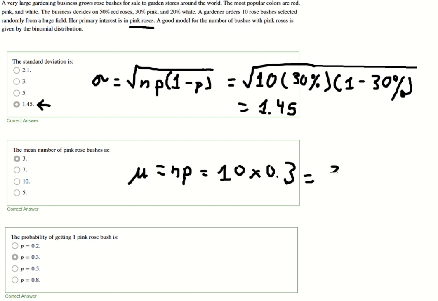And you got number 3. And probability to select one pink. So we see that we have 30%. That is about 0.3. This is the end.